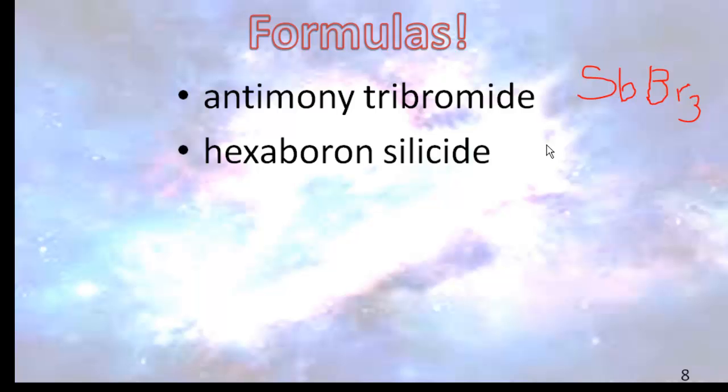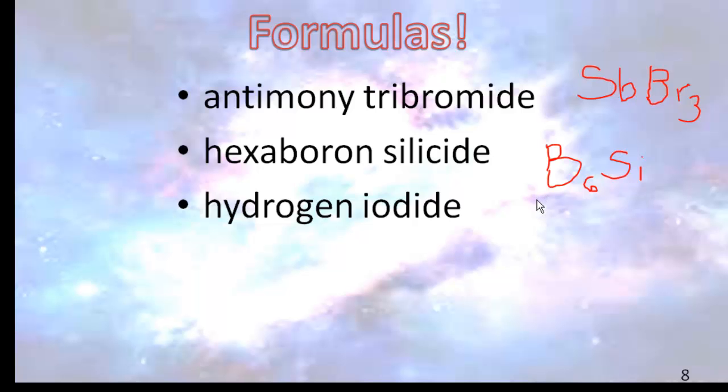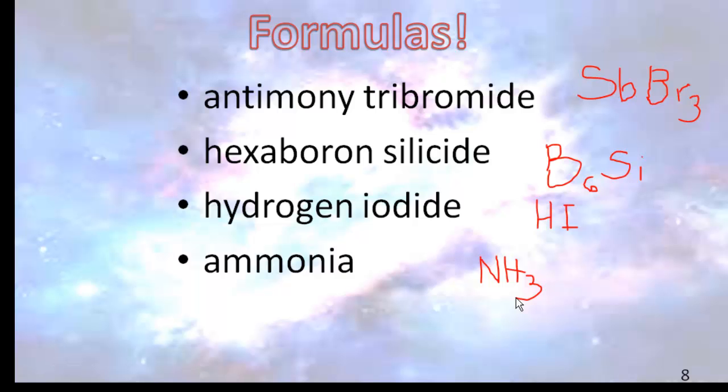Go ahead and pause while you think about it. Okay, boron, B, I'm going to use hex. That's 6. That would be silicon. And it doesn't say tri or bi, so you assume 1. Love that. Go ahead and stop and look at it. Hydrogen. It doesn't say how many, so it's 1. That's iodine. Isn't that a good one? Ammonia. Ammonia! How do you get that one? Well, ammonia is NH3. Make sure you know that one.